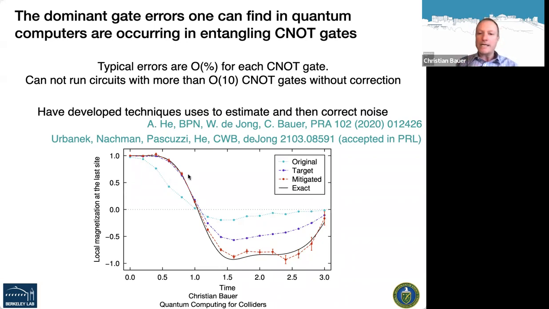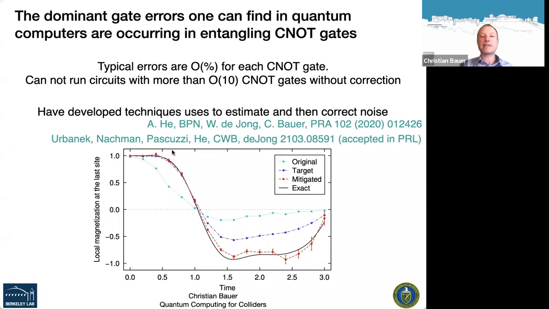In the original circuit, if I don't do anything to my errors, you essentially see the magnetization just goes to 0, which is random magnetization. That is essentially because the errors in my quantum system are now 100%, and I get just a random result out. However, if we do some of these error mitigation techniques that we developed here, you can really recover.